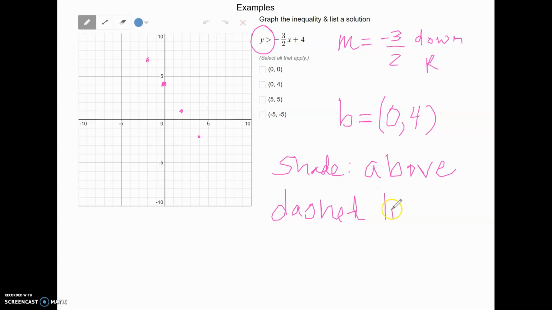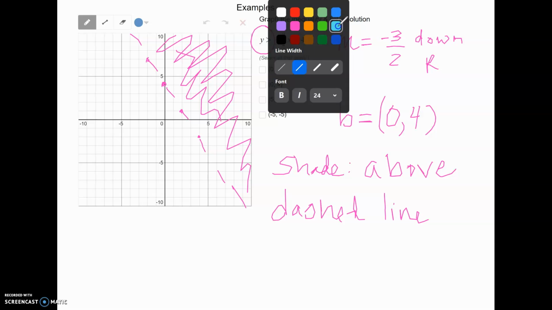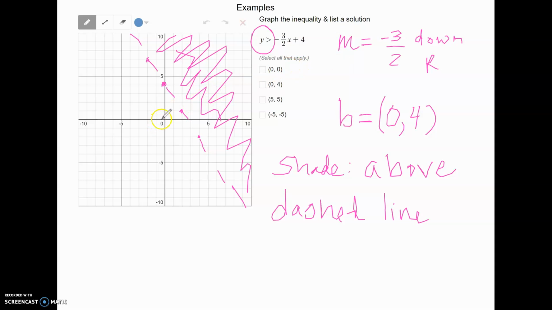So I'm going to connect my dots with a dashed line. I'm going to shade above. And so these are my solutions, all in the shaded area. So then I want to look at my multiple choice, and I'm going to write those ordered pairs down. So take a minute and sketch this.